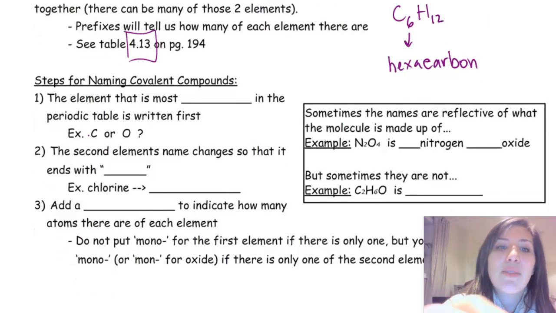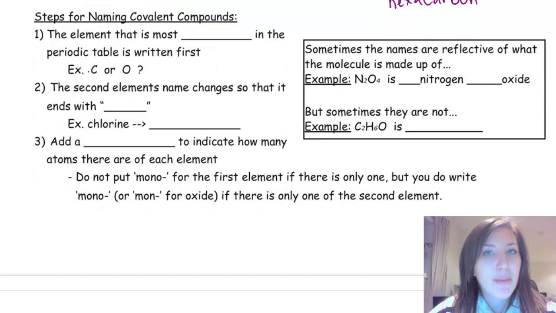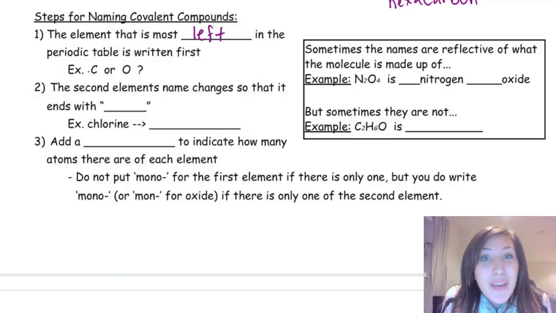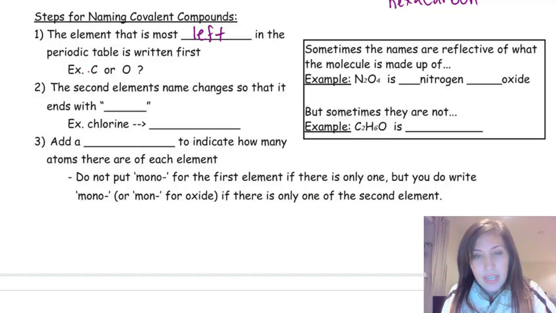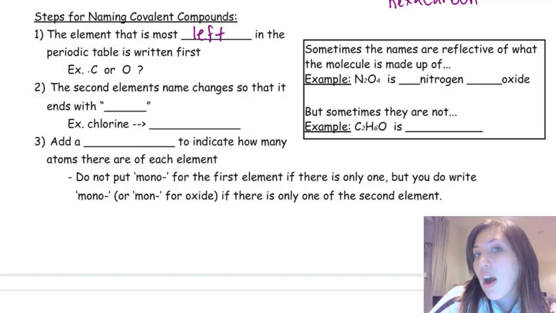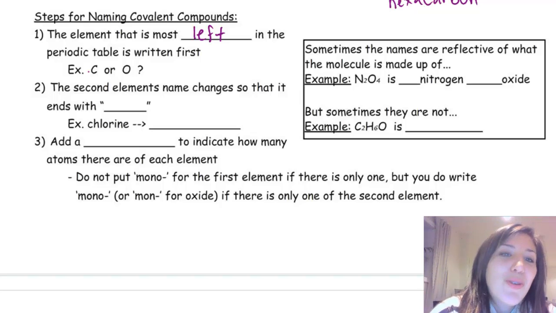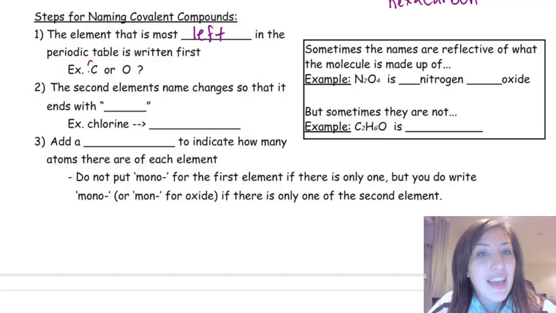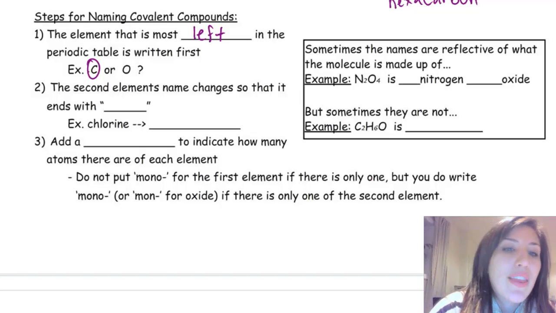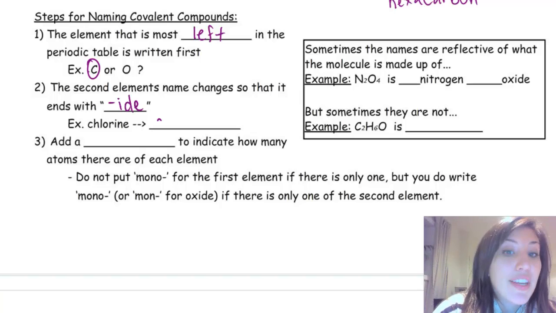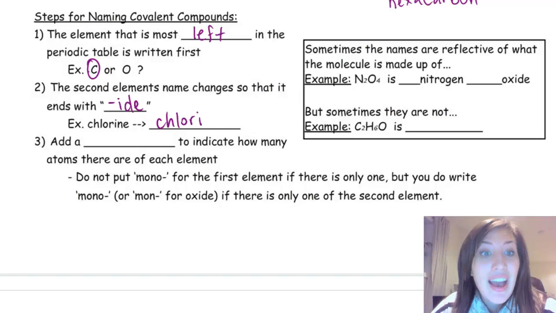Well, the element that is most left in your periodic table is going to be written first. So for ionic compounds, we knew metal always written first, nonmetal second. Well, in this case, you're going to have to look, since they're both nonmetals, which one goes first? Look at your periodic table. Whatever is closer to the left goes first. So for the example here, carbon or oxygen, which one is more on the left? I hope you chose carbon. The second element then, its name changes so that it ends with ide. So chlorine would go to chloride.